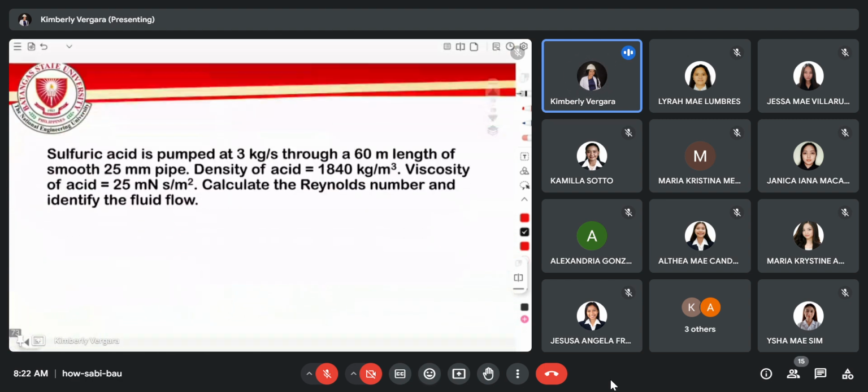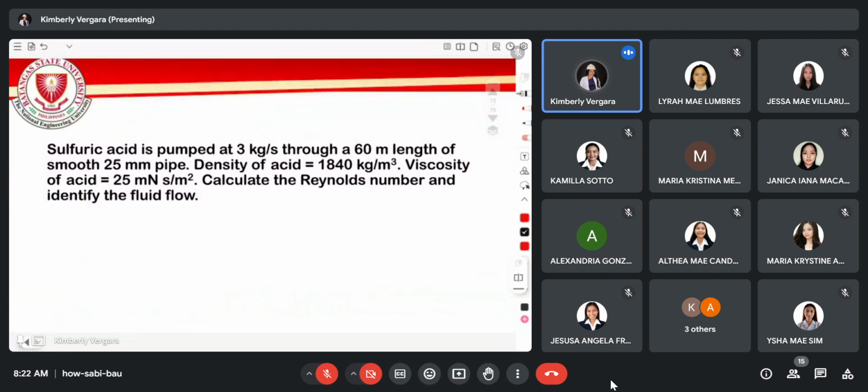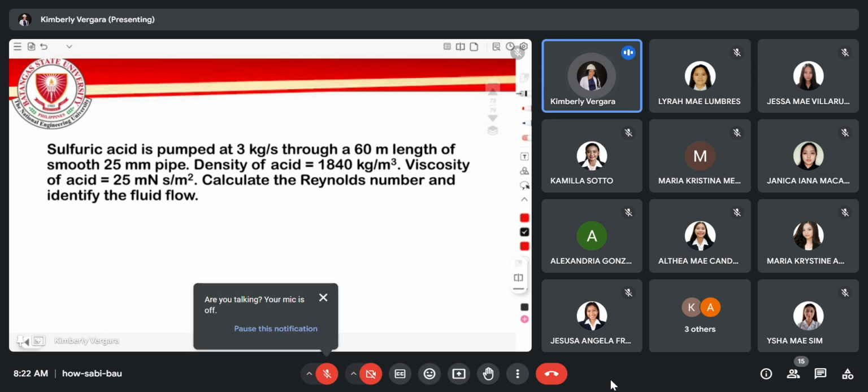So, let us answer this problem. Sulfuric acid is pumped at 3 kilograms per second through a 60 meter length of smooth 25 millimeter pipe. The density of the acid is 1,840 kilograms per meter cube. The viscosity of the acid is 25 millinewton seconds per meter squared. Ano ba 'yon? So, 'di ba?